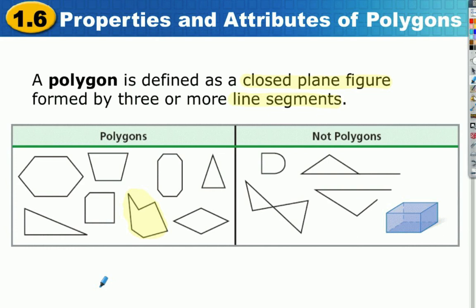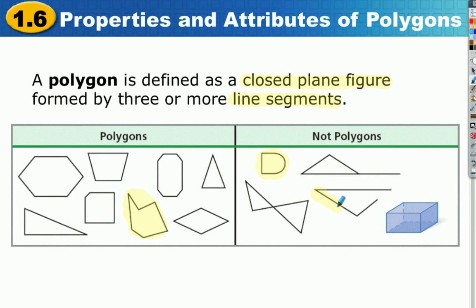Shapes that are not polygons. Let's see who's catching on. What's wrong with this one? What's wrong with that? Ania? Okay, what does it have? A curve. And that is a red flag right there, not a polygon. It must be all line segments.